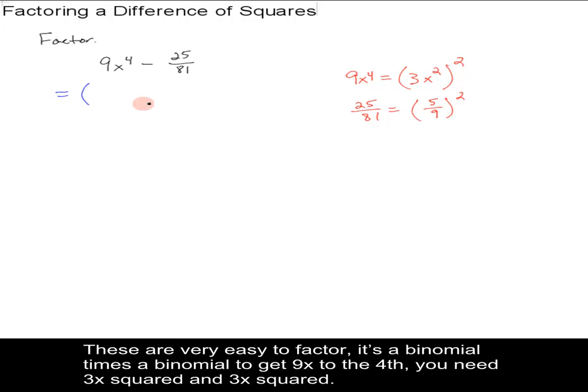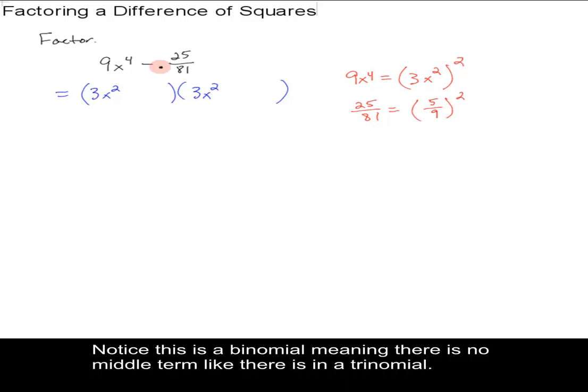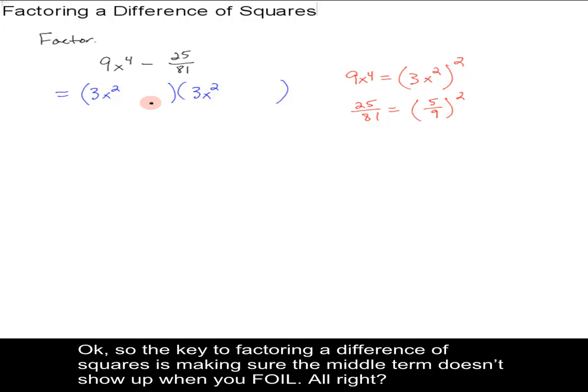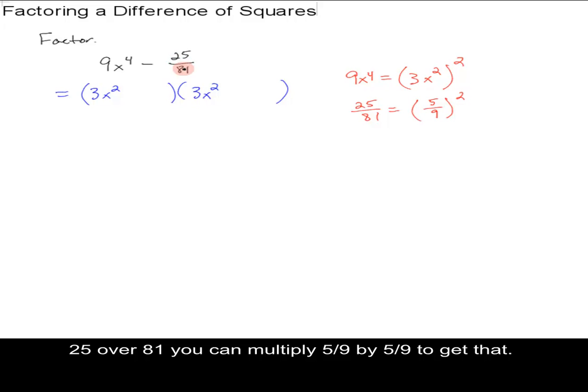These are very easy to factor. It's a binomial times a binomial. To get 9x to the fourth, you need 3x squared and 3x squared. Notice this is a binomial, meaning there's no middle term like there is in a trinomial. Okay, so the key to factoring a difference of squares is making sure that the middle term doesn't show up when you FOIL. Alright, 25 over 81, you can multiply 5/9 by 5/9 to get that.